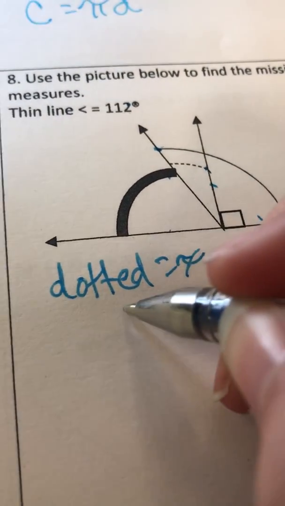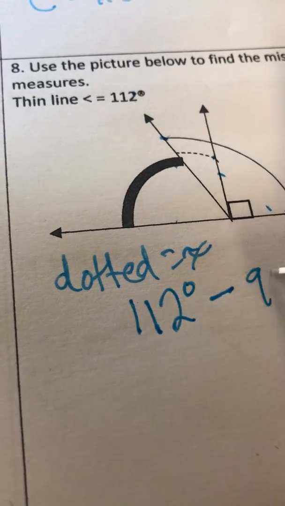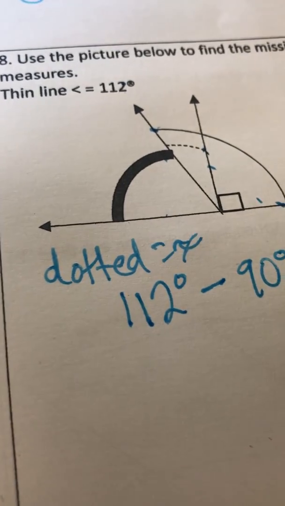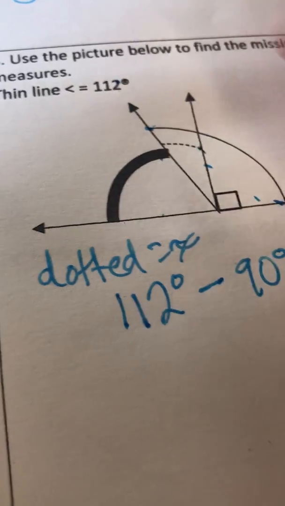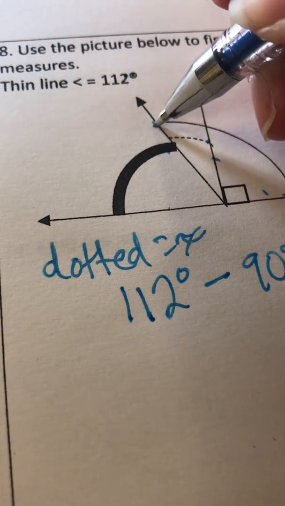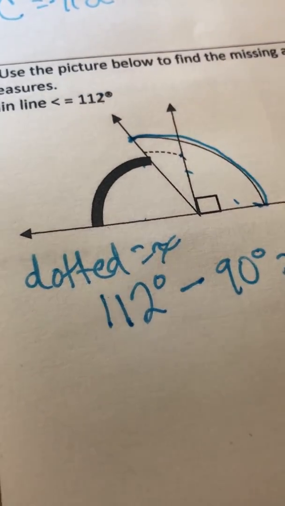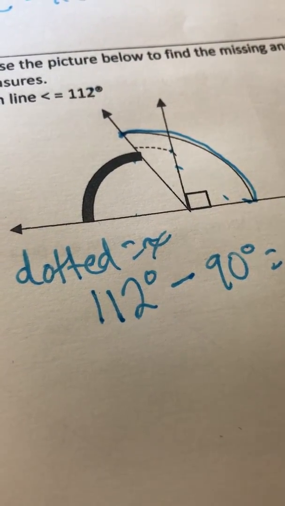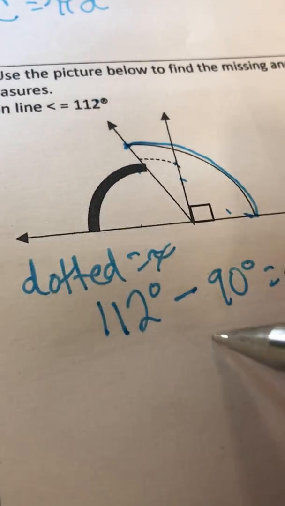That tells us that 112 degrees minus 90 degrees will equal x. The thin line goes from here and includes the right angle that's formed. I don't understand where you got 90. Hold on. So, the dotted angle, x, is 22 degrees.